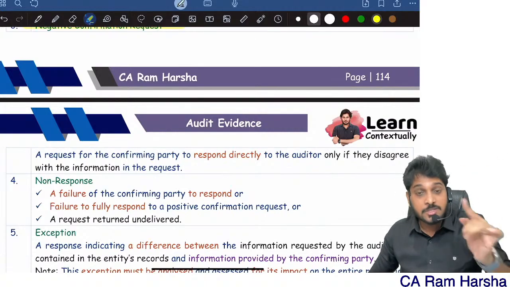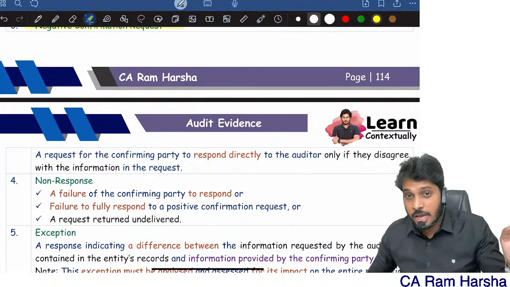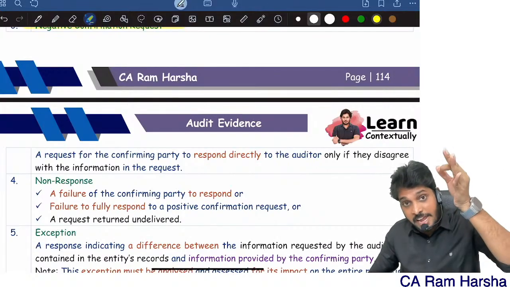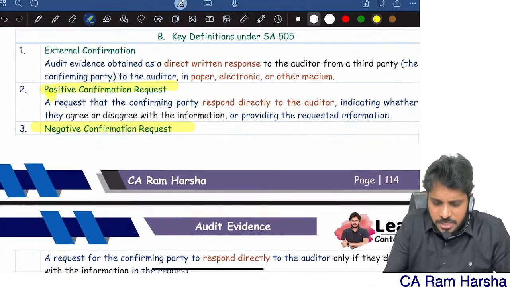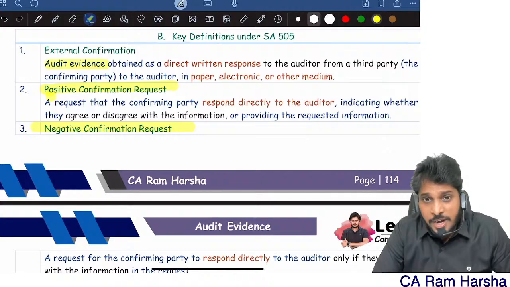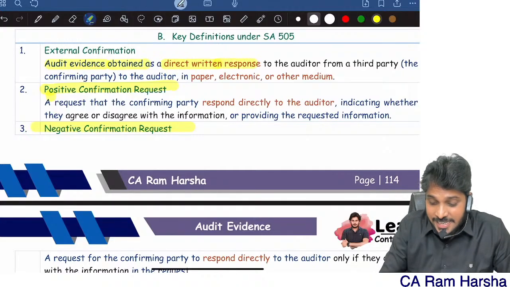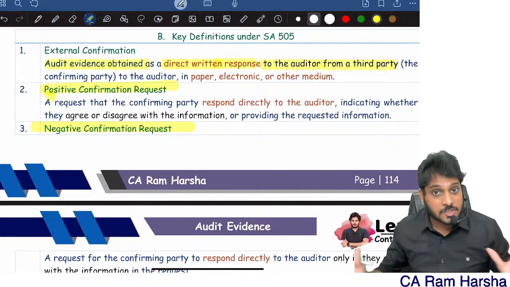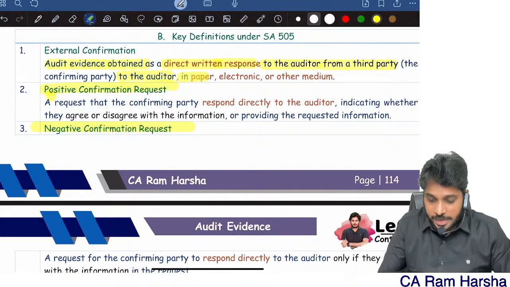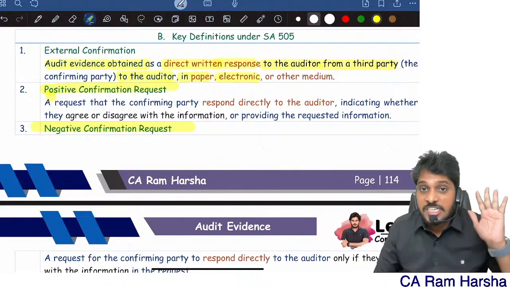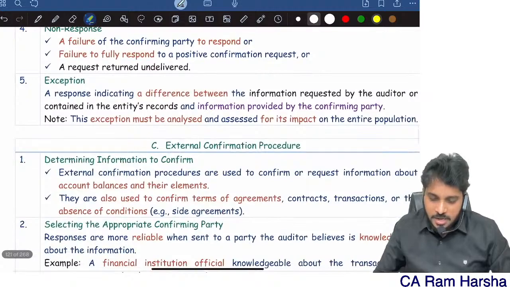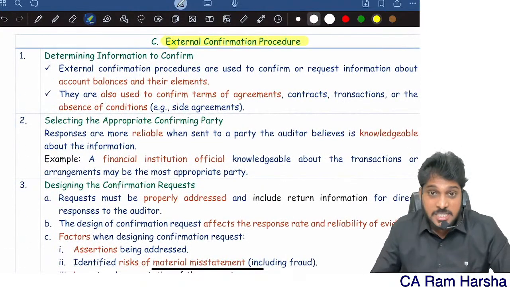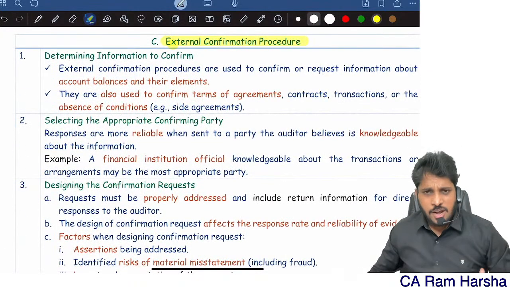There are many things which are tested in the past exams which many students fail to pay attention to. Now look at external. What's an external confirmation? Audit evidence which is obtained as a direct response to the auditor from a third party, either in paper or electronic form, whatever it is. That is called an external confirmation. First, what is the external confirmation procedure? Where do I use external confirmation?